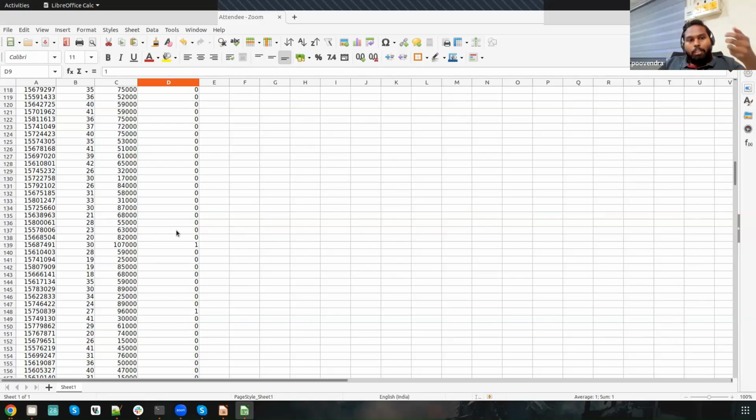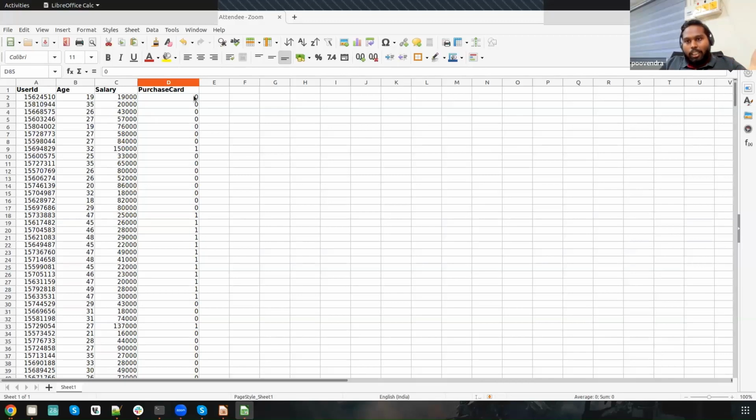So for that purpose, they are going to build a model. How are they going to do that? They are going to apply logistic regression to it. This is the data, zeros and ones, so this is discrete data. Yesterday we saw continuous data, like profit in crores. This is discrete categorical data: buy or not.